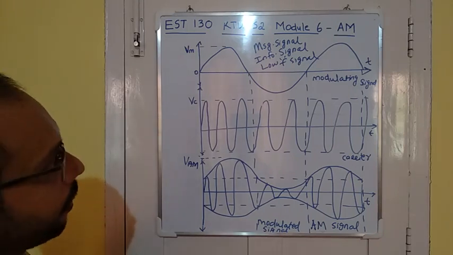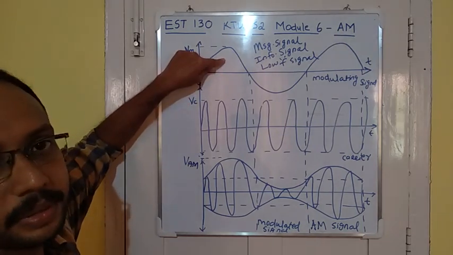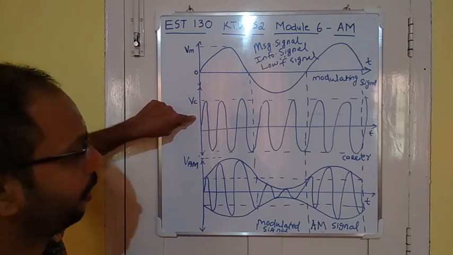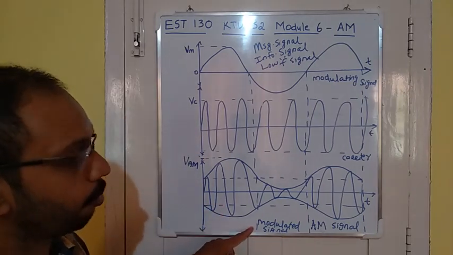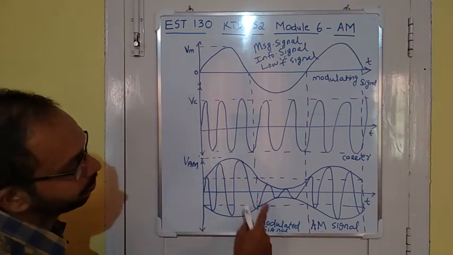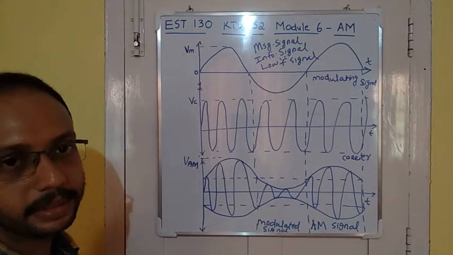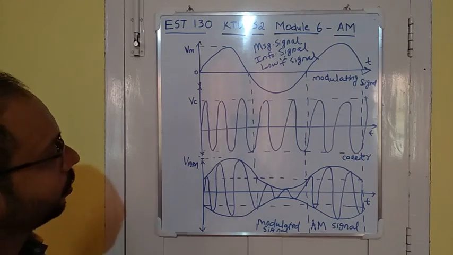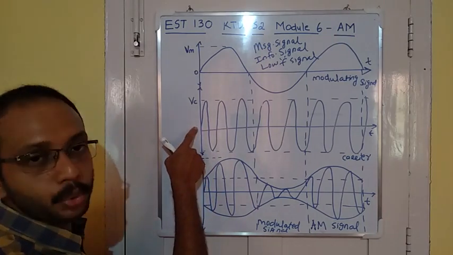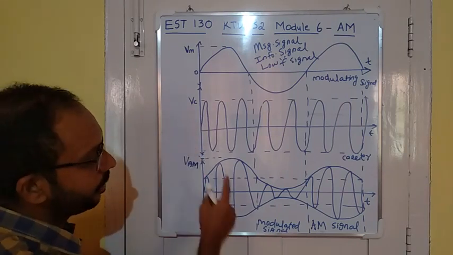So we are superimposing this low frequency signal onto a high frequency signal, which gives the modulated signal or AM signal. So this AM signal is represented like this. The amplitude of this carrier wave is varied here.